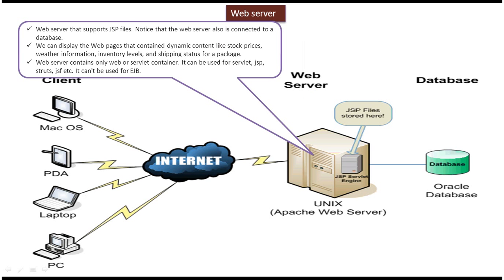A web server can support JSP pages, and a web server can also be connected to a database, so it is possible to generate dynamic web pages and send them to the client. Okay, so what are dynamic web pages? Web pages that contain dynamic content like stock prices, weather information, inventory levels, and shipping status for a package, etc.